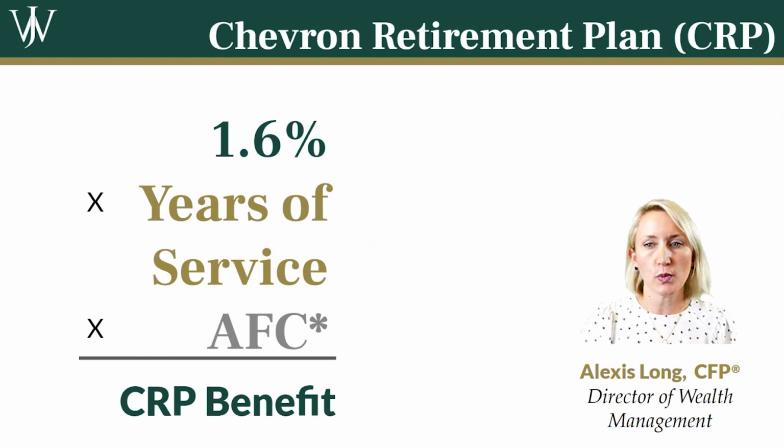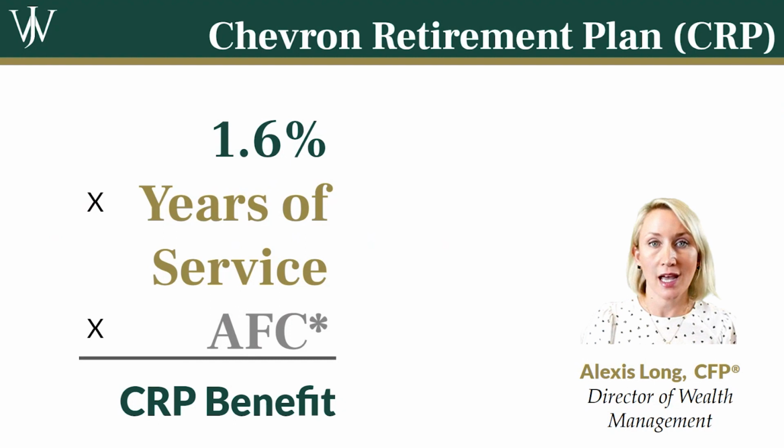An average final compensation is your compensation over your 36 most highly compensated consecutive months over the last 10 years. So often at the end of a career, compensation is a little bit higher. So staying a little bit longer can add benefit to your pension values. So that just gives you a little bit of background into how the benefit is calculated.